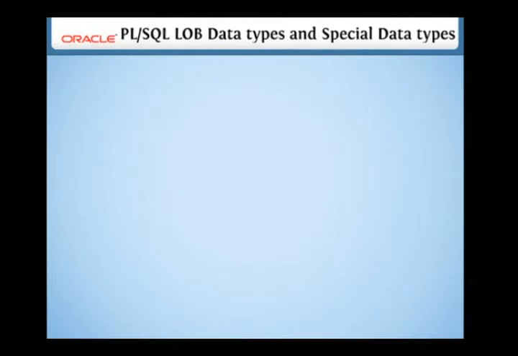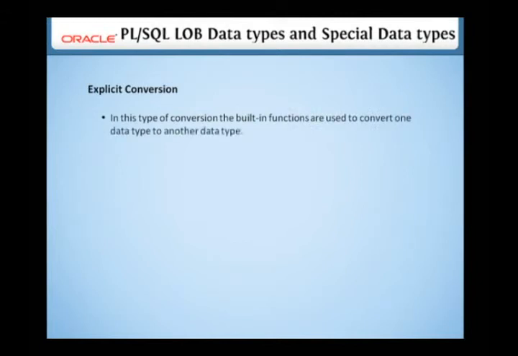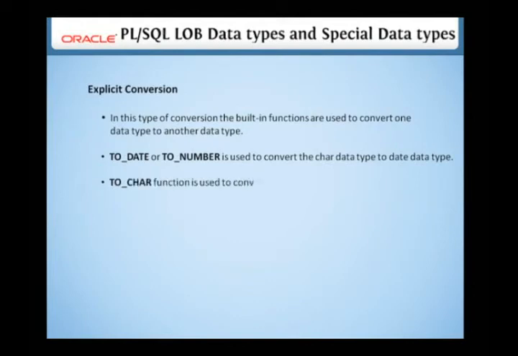Here we will look in detail at explicit conversion. In this type of conversion, the built-in functions are used to convert one data type to another data type. ToDate or ToNumber is used to convert the char data type to a date data type. ToChar function is used to convert the date data type to a character data type. We have already discussed these functions in SQL.